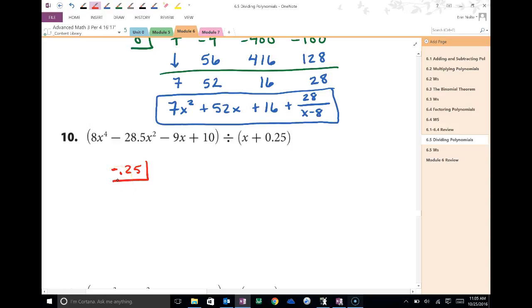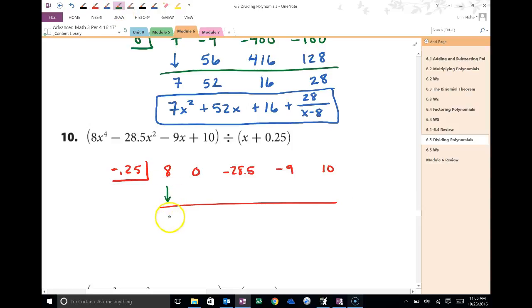Everybody good? Okay, what are the numbers that follow? Be very careful. So 8. Did anybody notice that there's an x cubed term that's missing? Okay, so we still need a placeholder even with synthetic division. So we need a 0 for our x cubed piece. So then negative 28.5, negative 9, and 10. Okay, so we can just crack out our synthetic division.